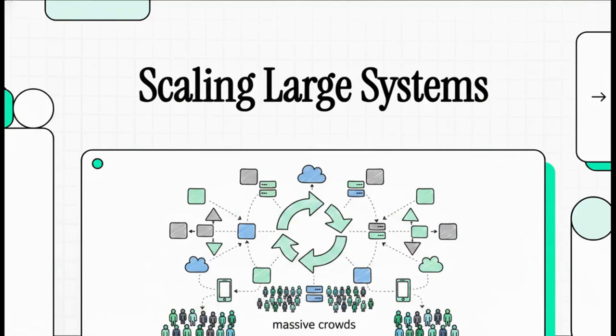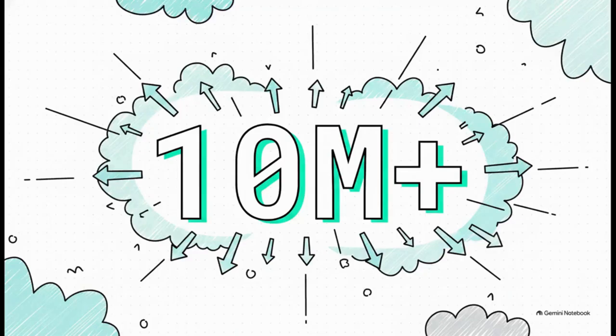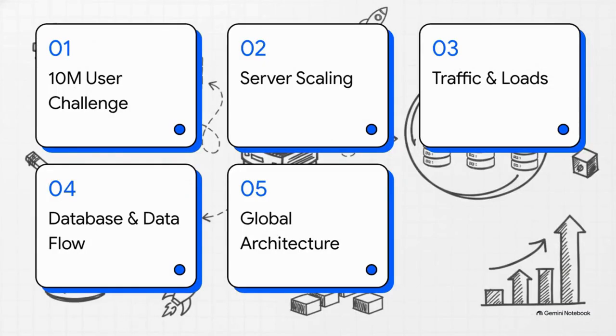Today we're basically putting on our chief architect hats to unpack the Day 26 system design notes. This is a total masterclass, entirely focused on the nitty-gritty mechanics of scaling large systems. 10 million plus, to put that into perspective, that's roughly the entire population of Sweden hitting your app all at the exact same time. It's wild. Everything we're covering today is about building an architecture capable of actually supporting that massive concurrent user base without crashing and burning. So here's our blueprint for today.